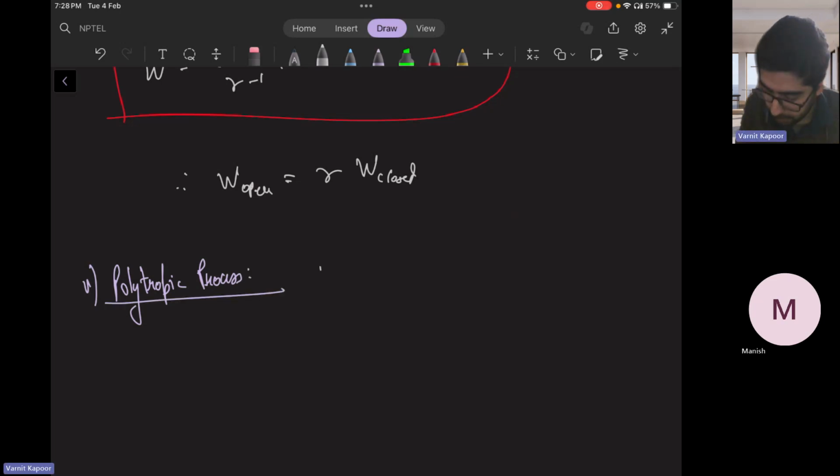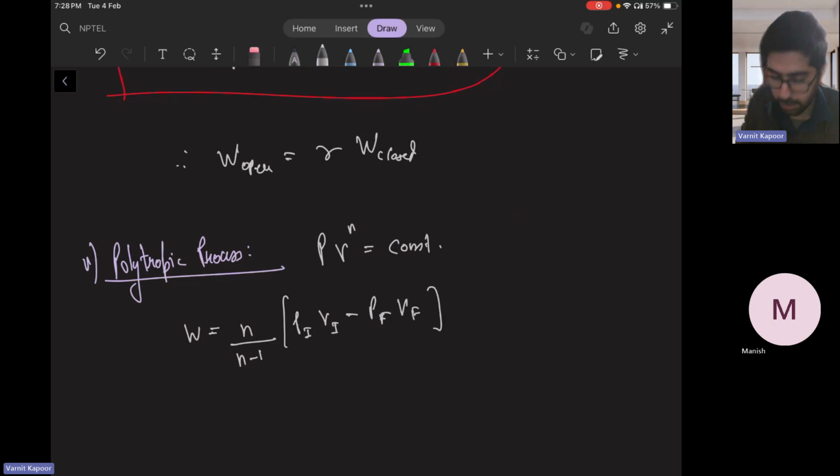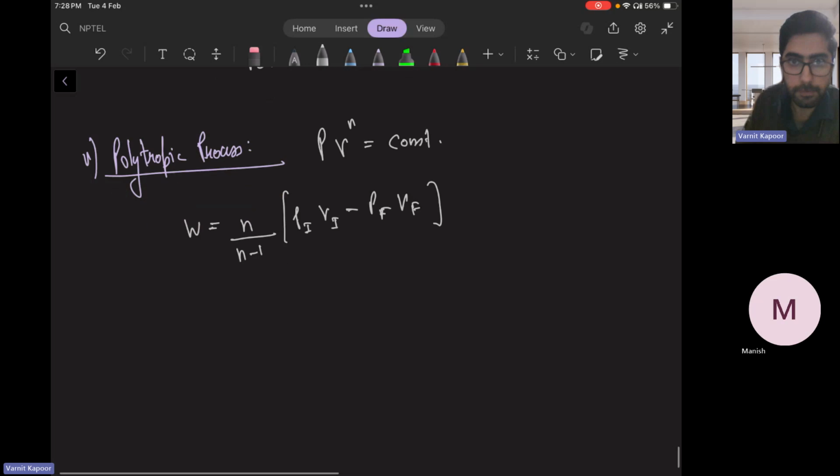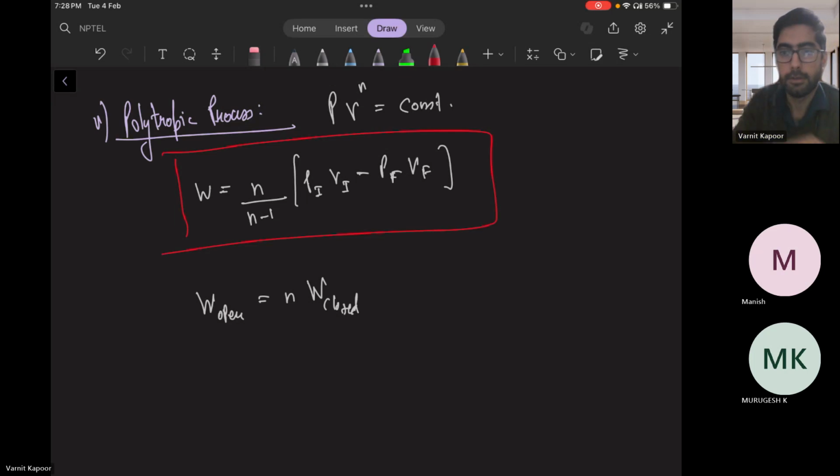Similar is the case for the polytropic process. You know that a polytropic process is PV raised to the power of n equal to constant. So I'll write directly, it will be n over n minus 1 times P initial V initial minus P final V final. It's only n times the work of a closed system. So work done of an open system in a polytropic process is n times the work done of a closed system. Okay. All right. Pretty simple, right? We have derived it.